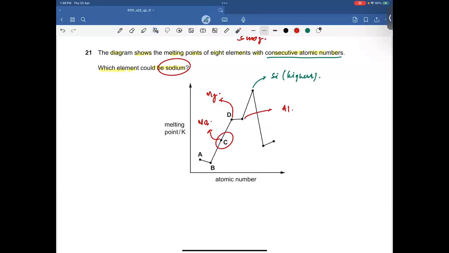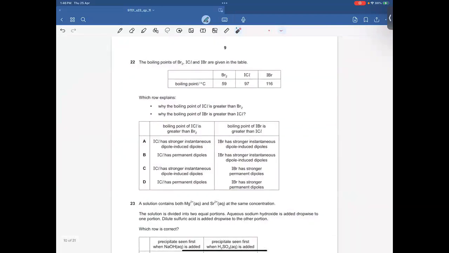So this is group 14, group 13, group 12, sorry, group 2, and then group 1. So this is going to be the noble gas, and this is going to be the group 1 element. That's an easy question. Question number 22.